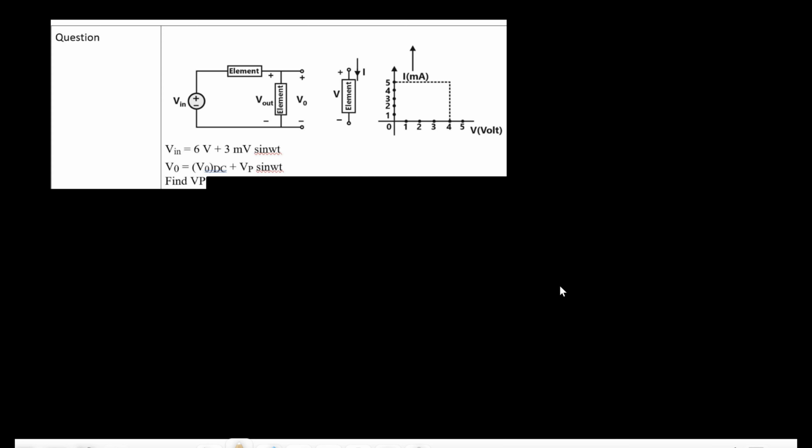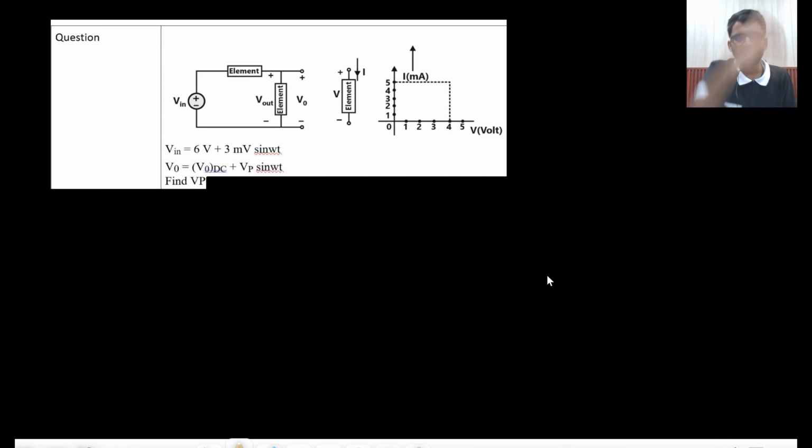Yes. So in this question, you need to find the value of Vp. Actually, the typewriter forgot to show the slope here. But even if he has forgotten, you can still tell the value of Vp. How can you tell the value of Vp? Because both elements are same here.